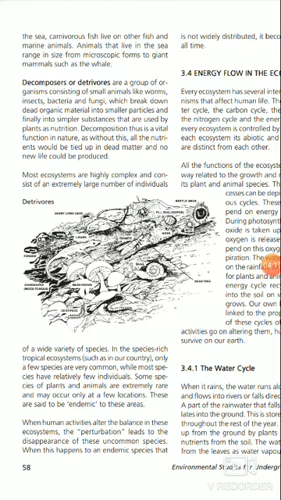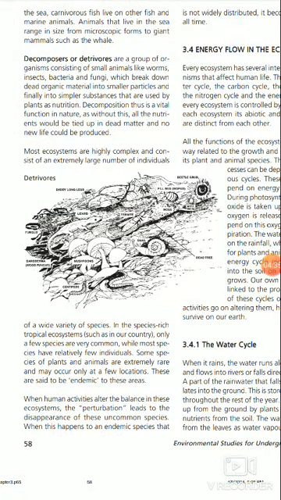Most ecosystems are highly complex and consist of an extremely large number of individuals of a wide variety of species in the species-rich tropical ecosystems such as our country. Only a few species are very common, while most species have relatively few individuals. Some species of plants and animals are extremely rare and may occur only at a few locations. These are said to be endemic to these areas.